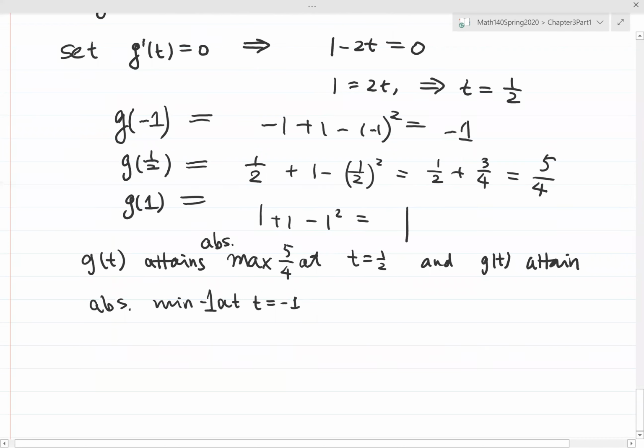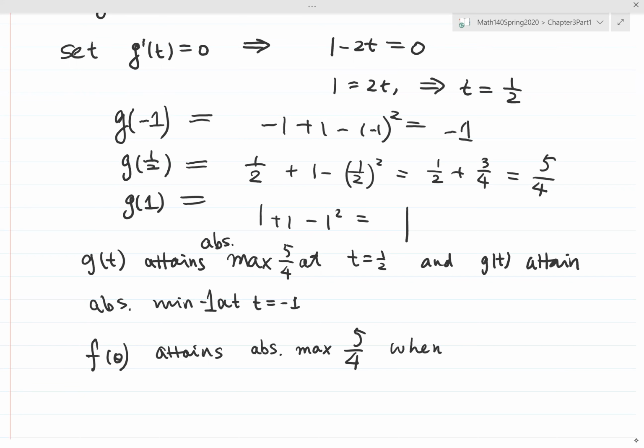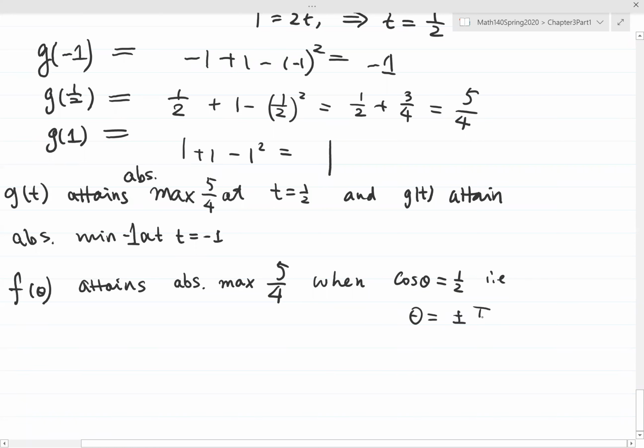Okay, now we need to solve for theta. So f(theta) attains the same absolute maximum when, remember, t is cosine theta by our substitution, when cosine theta equals 1/2. From cosine theta is 1/2, we can solve for theta. Theta is actually plus minus pi over 3, plus 2n pi, since it is periodic.